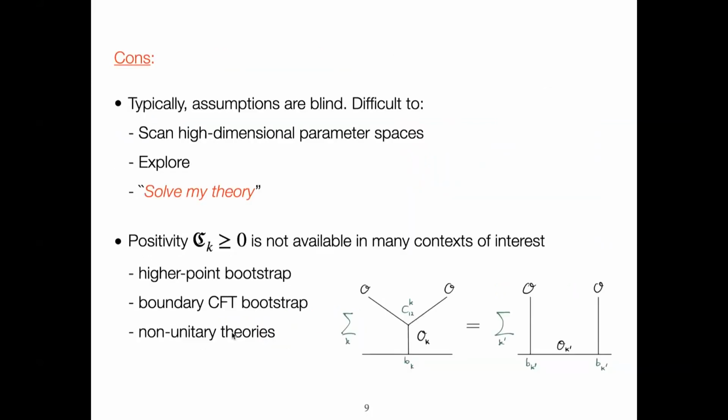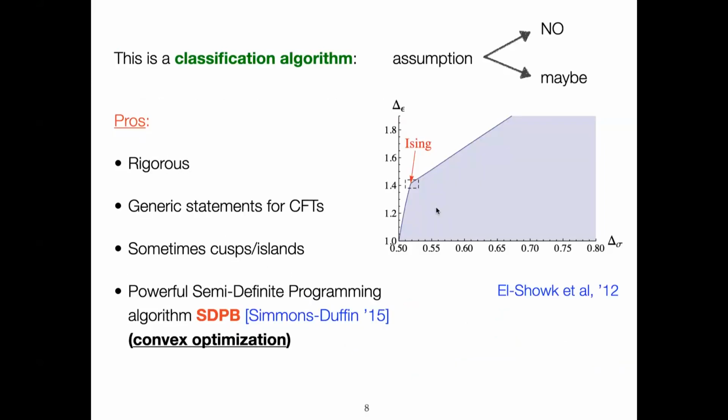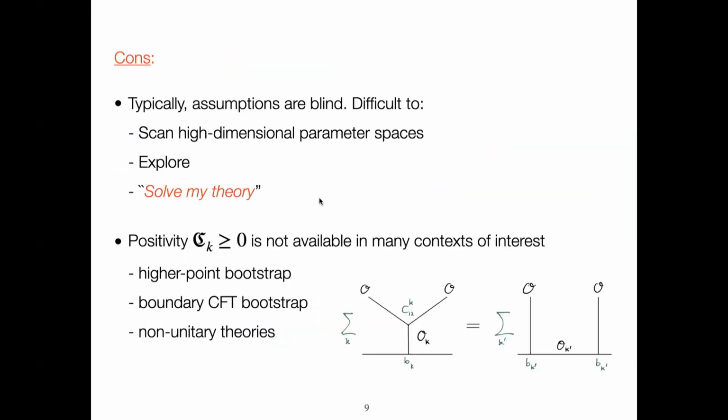What are the negatives? The first negative will be obvious. Typically, when we make assumptions, these assumptions are blind because we haven't solved the theory. Maybe we're interested in some theory, we know very few things about it from other methods, but mostly we make blind assumptions. And then obviously it's easy, like in a case like this, I can start changing delta epsilon, delta sigma, and try to find what is allowed, what is disallowed. But imagine trying to do this with many parameters in a high dimensional space. Obviously, it's going to be impossible. So it's difficult to scan high dimensional parameter spaces, and for that reason, it's very hard to explore.